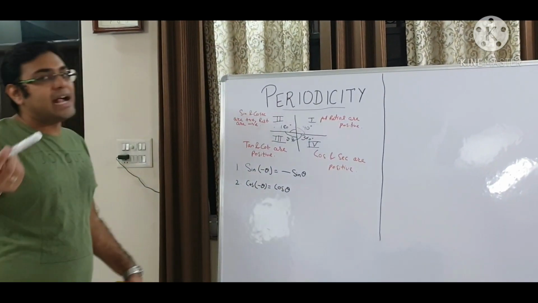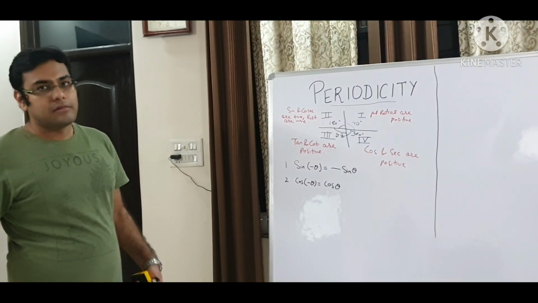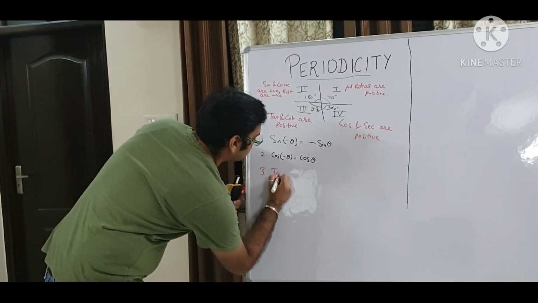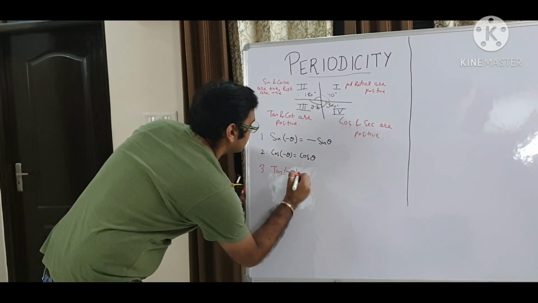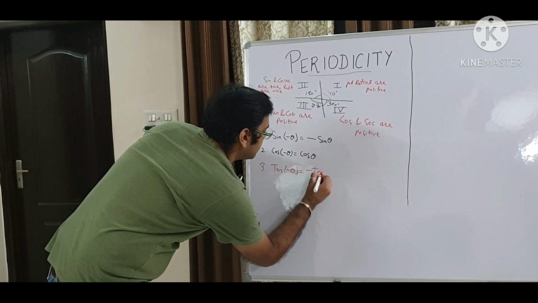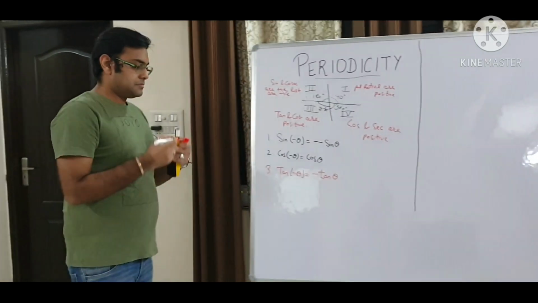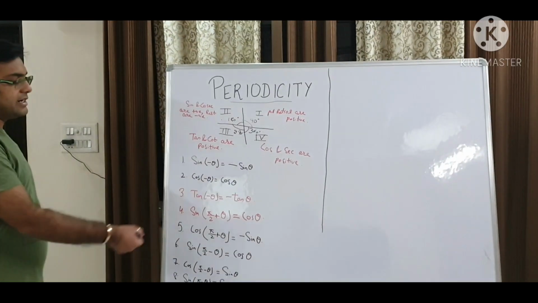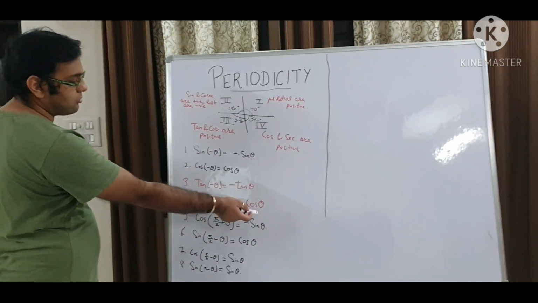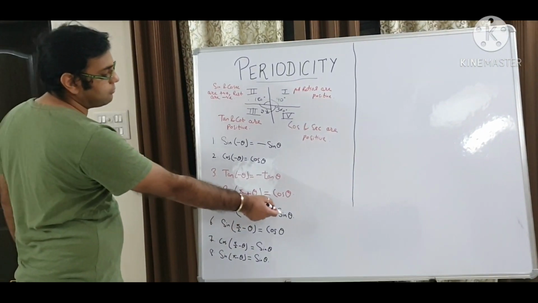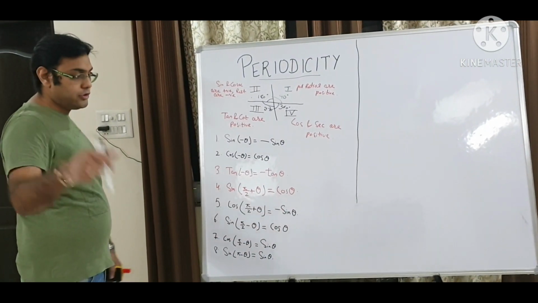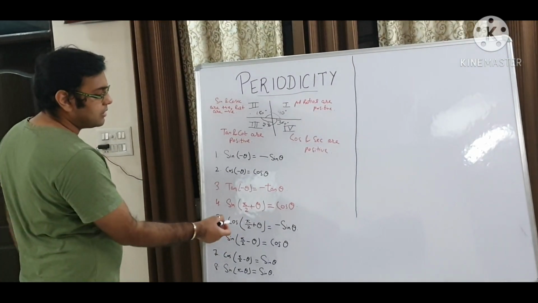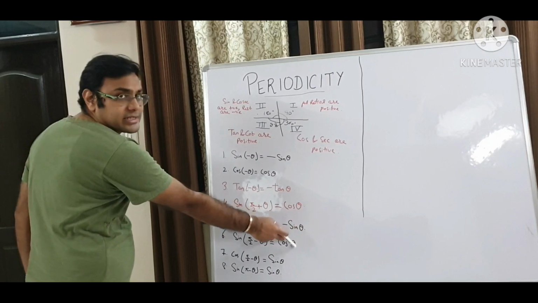Tan of minus theta is equal to minus tan theta. Let me write it there. Tan of minus theta is equal to minus tan theta. A few more identities. Sine of pi by 2 plus theta equals cos theta. Cos of pi by 2 plus theta equals minus sin theta, as I have already shown you that cos theta is negative in the second quadrant. So cos of pi by 2 plus theta equals minus sin theta.